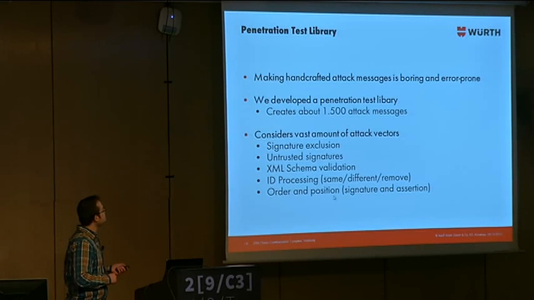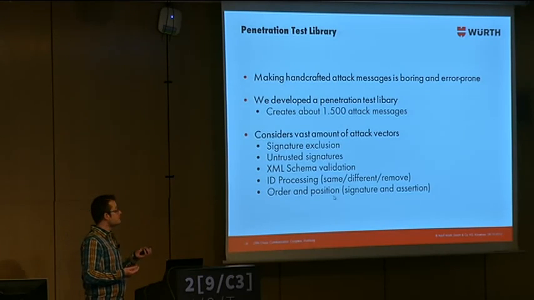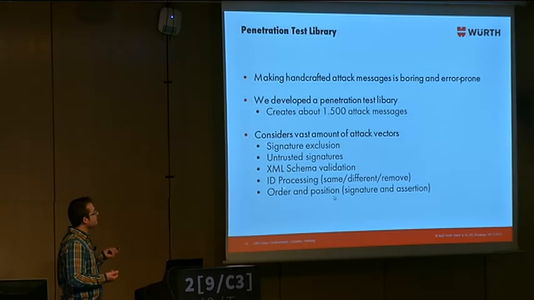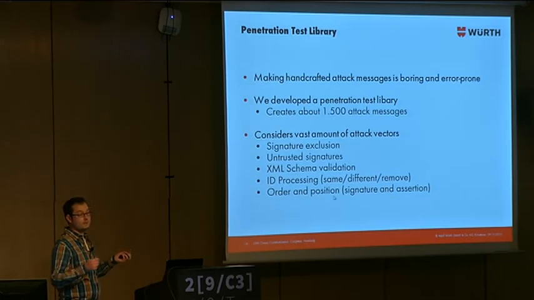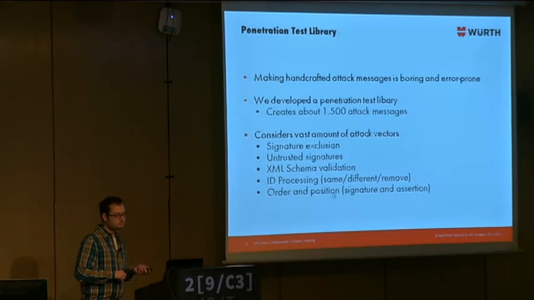This penetration test library considers a vast amount of attack vectors, like the shown XML signature exclusion, or it simply signs an assertion with a self-signed untrusted key. It also takes the XML schema validation into account, and different ID processing types like same ID, different ID, or simply removing all IDs of the document. And also order and position of signature and assertion is taken into account.